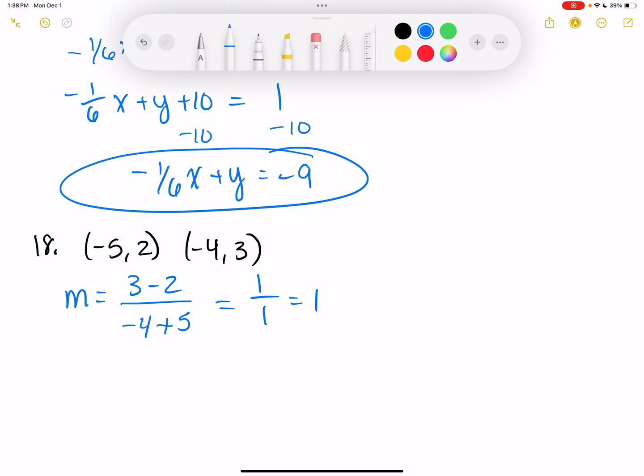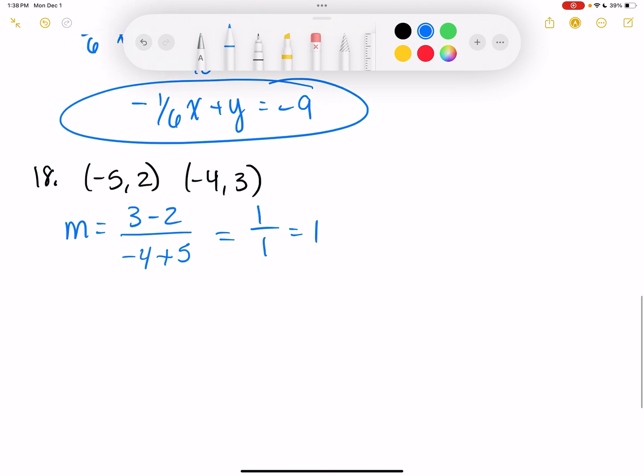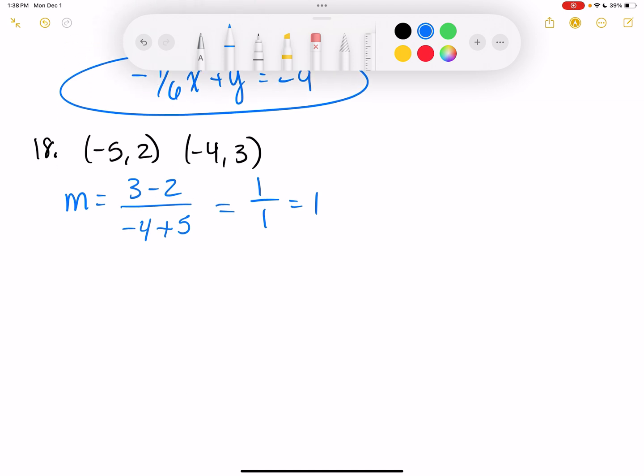I can use either point here. You want to use the first one or the second one? All right, so using the second one, I've got y minus 3 equals 1 times x plus 4. Now, since this is just 1 times this, I don't even really need to distribute it because all I'm going to end up with is y minus 3 equals x plus 4.